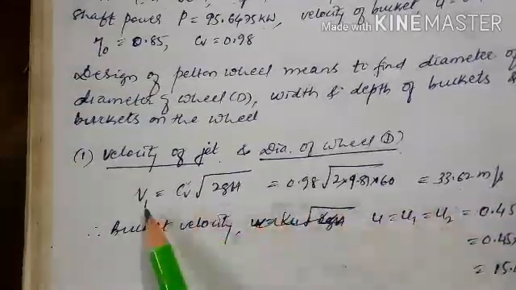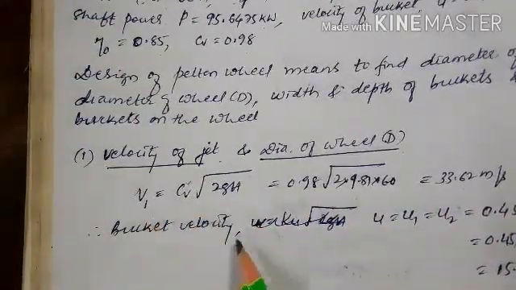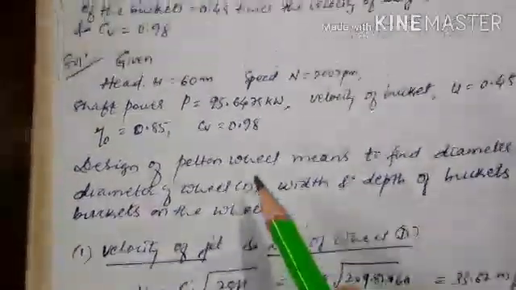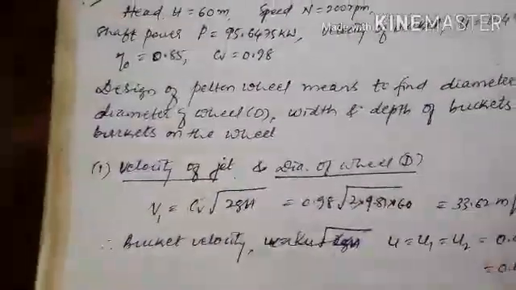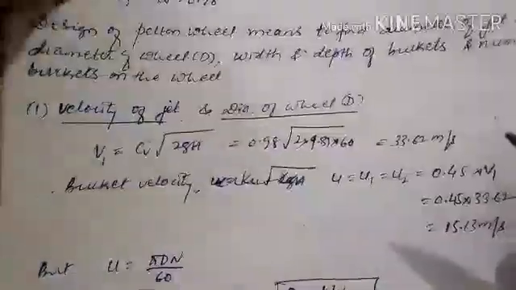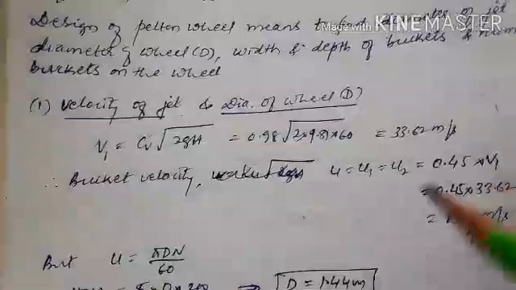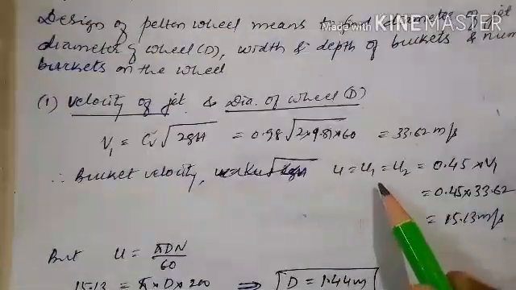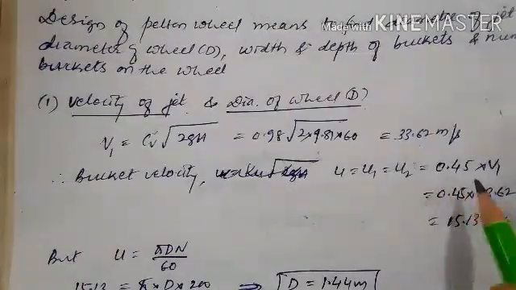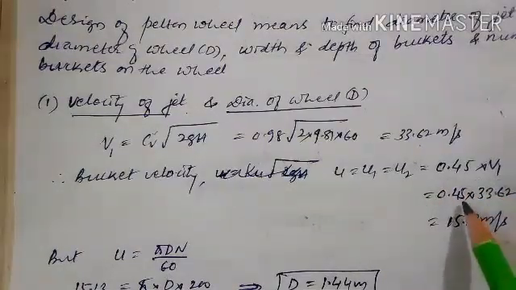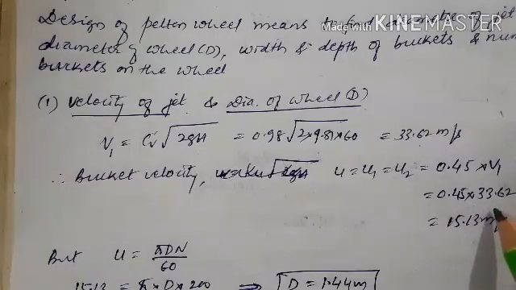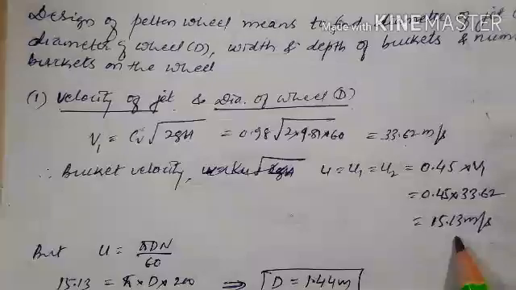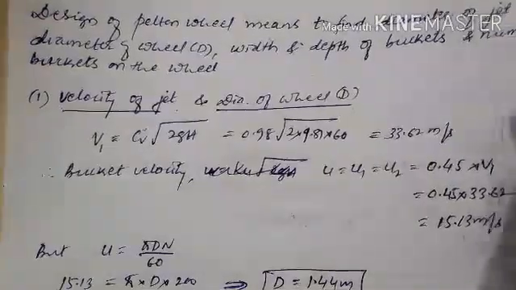Once we know the velocity of the jet, the bucket velocity can be easily calculated, because it is mentioned in the problem that it should be taken as 0.45 times the velocity of the jet. That is u equal to u1 equal to u2, that is 0.45 into V1, that is 0.45 into 33.62, which gives the bucket velocity as 15.13 meter per second.